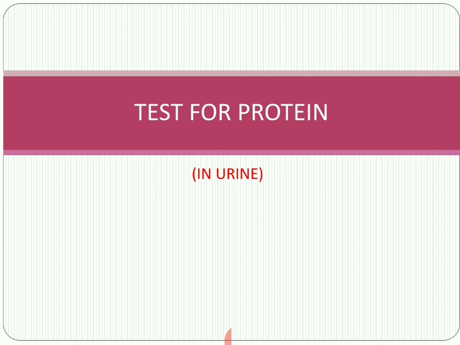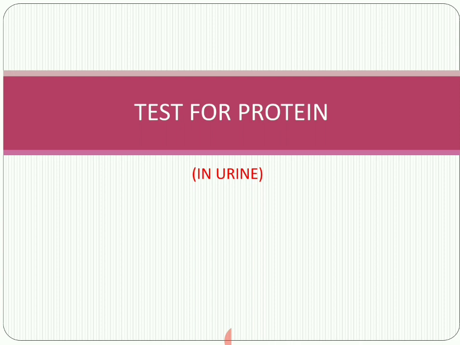In this video, we are going to discuss another important chemical examination of urine, that is, the test for protein in the urine sample. The normal output of protein is 120 to 140 milligram per 24 hours. If more than that is voided in urine, it is termed as proteinuria.